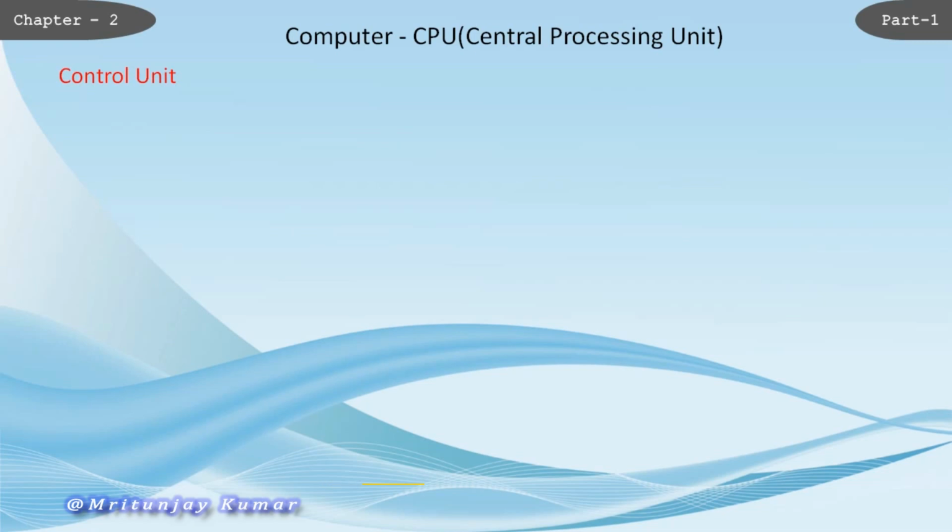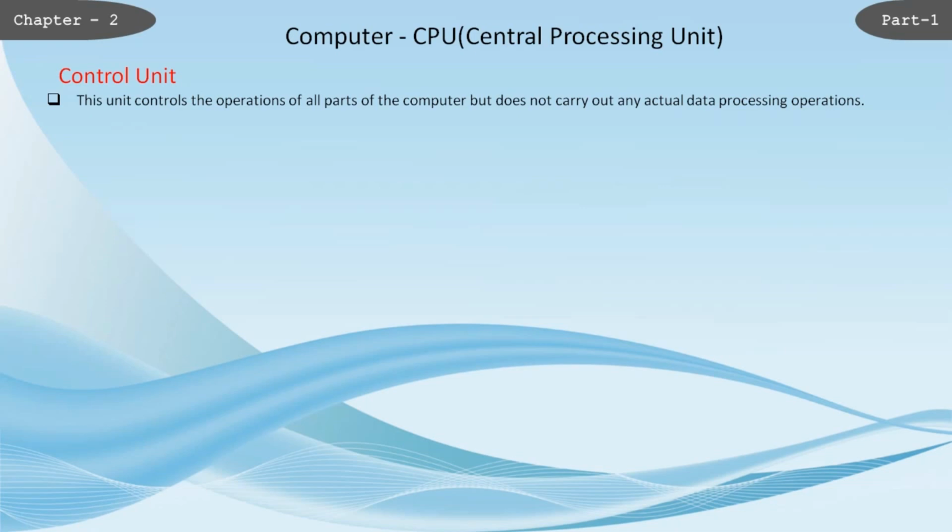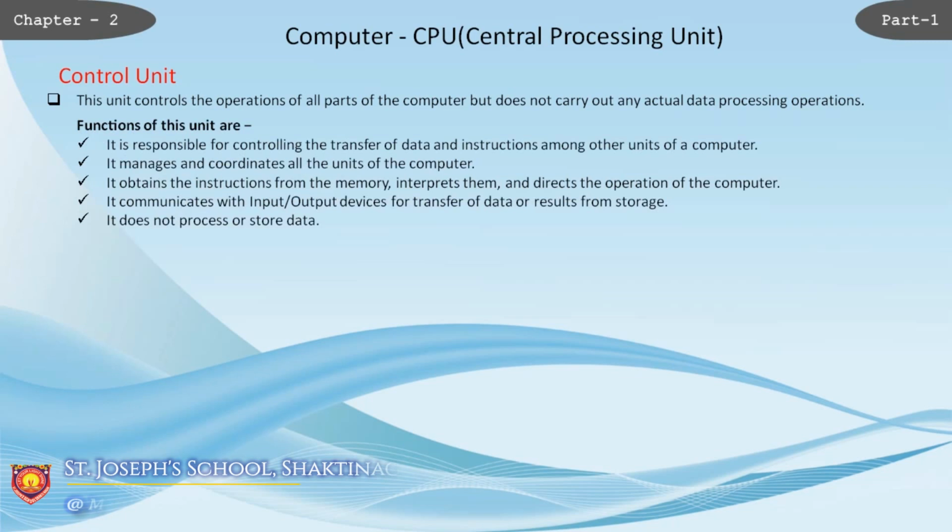Now the second part of the CPU is control unit. This unit controls all the operations of all parts of the computer but does not carry out any actual data processing operation. That workflow is controlled by the control unit. Now functions of this unit are: it is responsible for controlling the transfer of the data and instruction among other units of the computer.